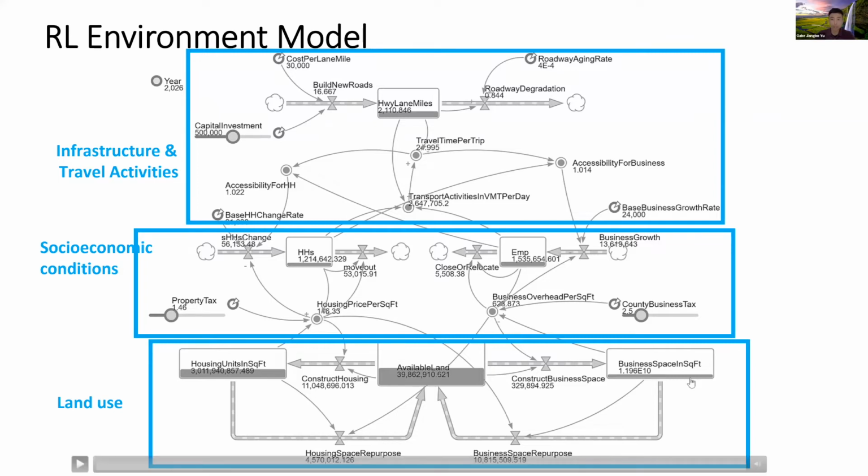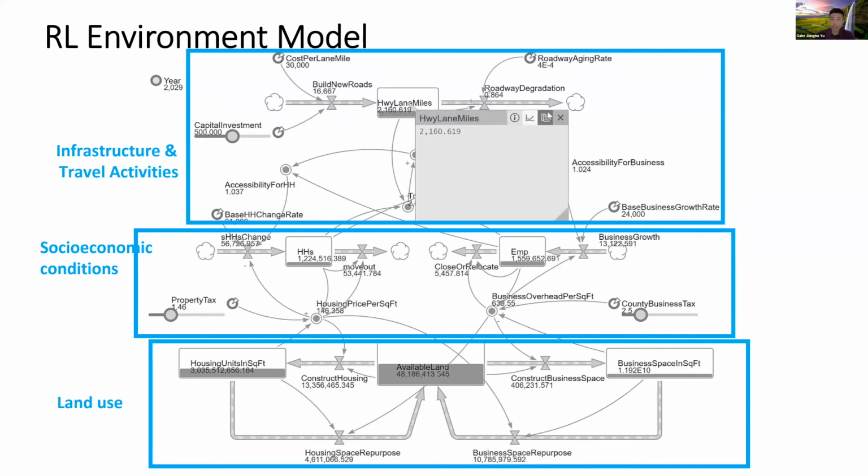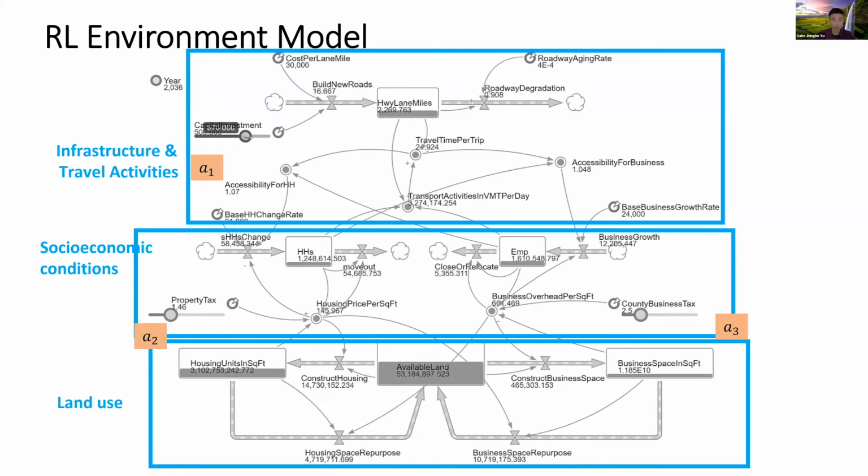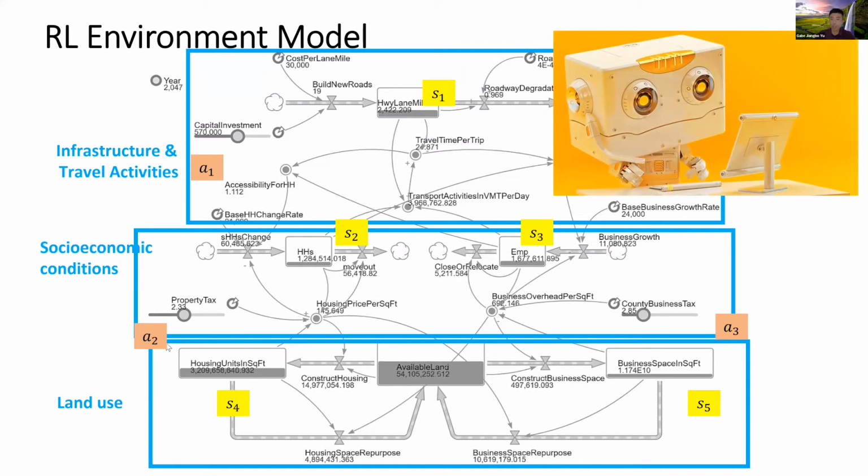Here the three sliders represent the three decision variables, and then we have the five state variables that we selected to represent the system state. But of course, the goal here is to build this intelligent agent to help us figure out the optimal policies and projects and their sequences and timings.